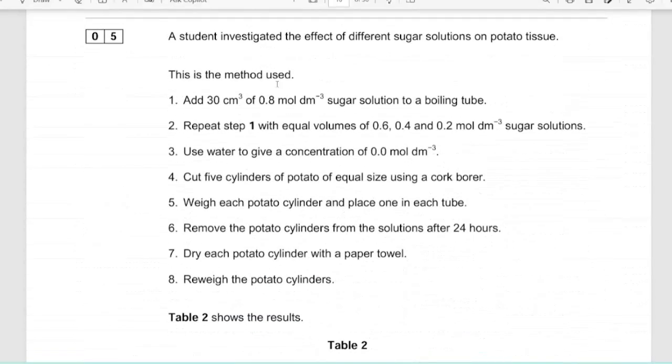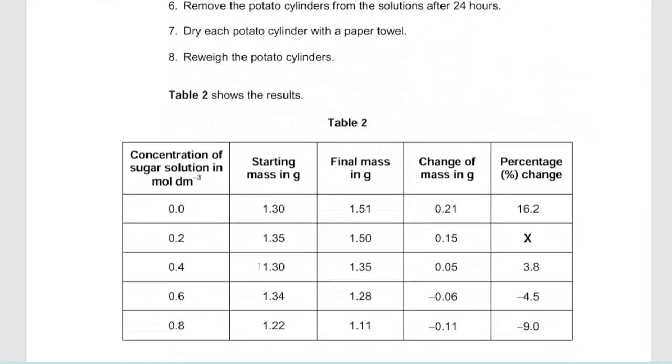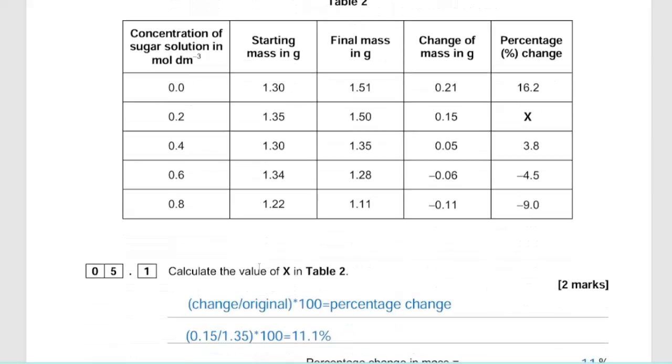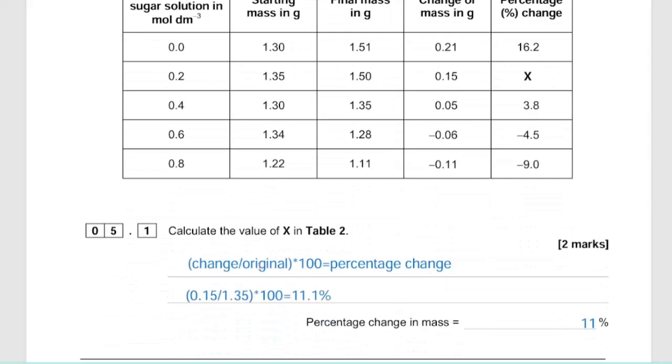Question 5. This is the sort of preamble I'm used to in questions. A student investigated the effect of different sugar solutions on potato tissue. This is the method used. It's just a method. If you've done required practicals, you know what it is. Quite often they have a 6 marker where you need to repeat this method. And here you're just shown the results, and you're expected to calculate the percentage change.